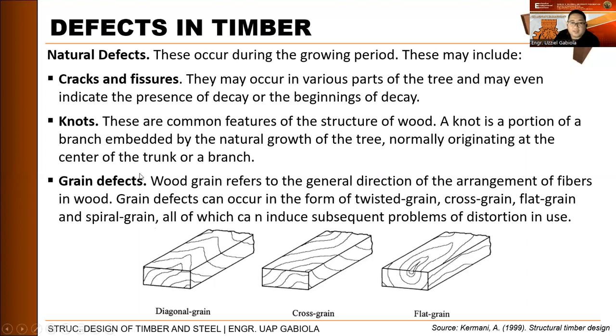Okay? Then we have yung mga grain defects natin. So di ba kanina sabi natin yung fiber grain natin is longitudinal yung direction niya. Pero minsan, grain defects will occur in the form of twisted grain, cross grain, or flat grain. So minsan nagiging diagonal yung grain natin. Okay? May cross grain and we have flat grain.